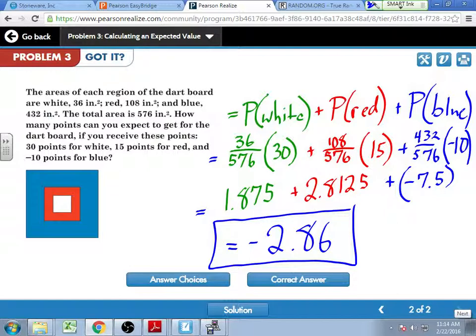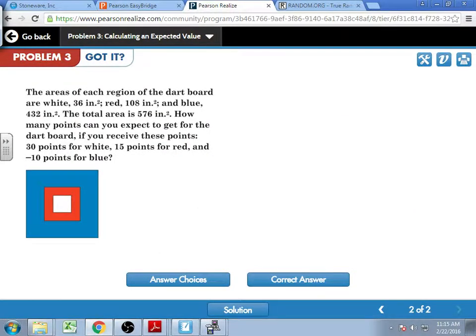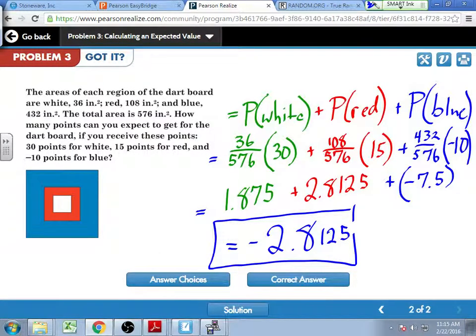Did you get something different? I just got negative 2.2. Negative 2.125. Yeah, I was wondering where he got that. Yeah, I get 2.125. Check that. If you rounded anywhere, that might have been where the issue came from. Questions on this? Take the probability of the region times the points of the region.